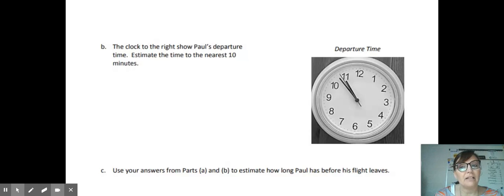This clock to the right shows Paul's departure time, when he's leaving on the airplane. Departure means leaving. Estimate this time to the nearest 10 minutes. Now part C. Use your answers from part A and part B to estimate how long Paul has before his flight leaves.